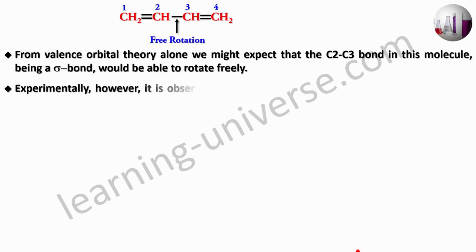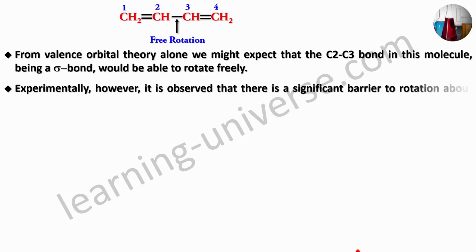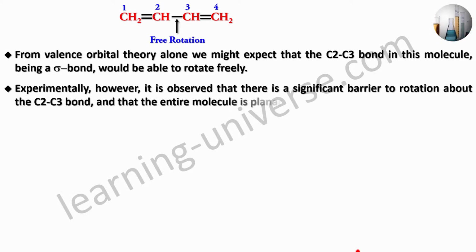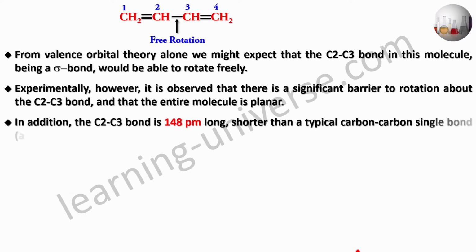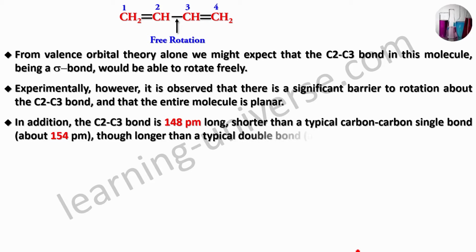However, it is observed that there is a significant barrier to rotation about the C2-C3 bond, and the entire molecule is planar. In addition, the C2-C3 bond is 148 picometers long, shorter than a typical carbon-carbon single bond, which is 154 picometers, though longer than the typical double bond, which is 134 picometers. What you should also understand in these values is that it is not exactly in the middle. It's not the average of the two. It is smaller than a sigma bond, a single bond, and longer than a double bond.